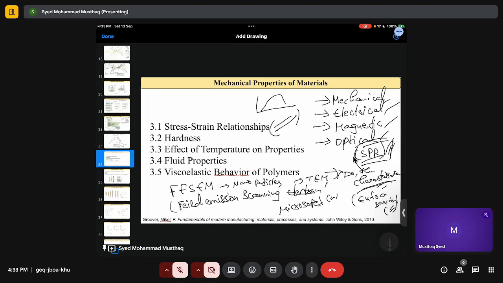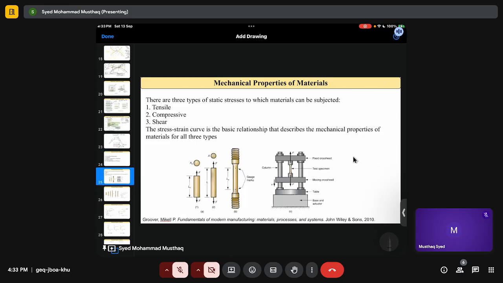Okay. So what is the ductility? What is the fracture toughness? And there are many things. Okay. So moving on, again there are three types of static stresses to which the material can be subjected. It's simple. How many types of forces can we apply?